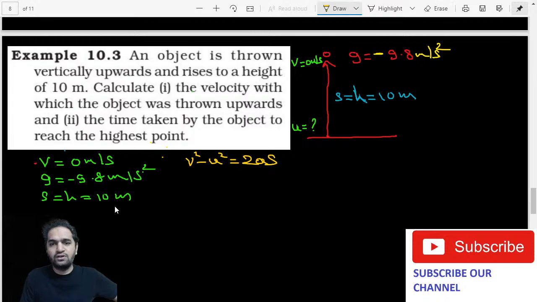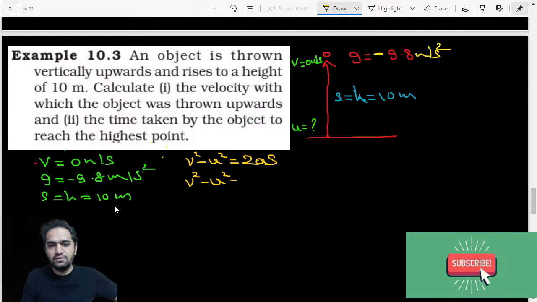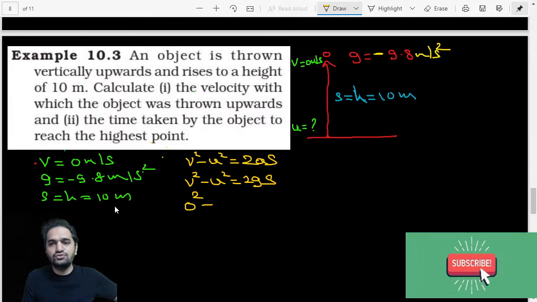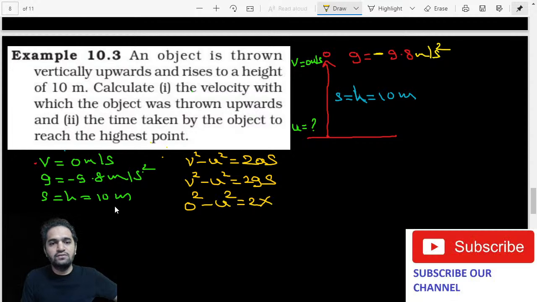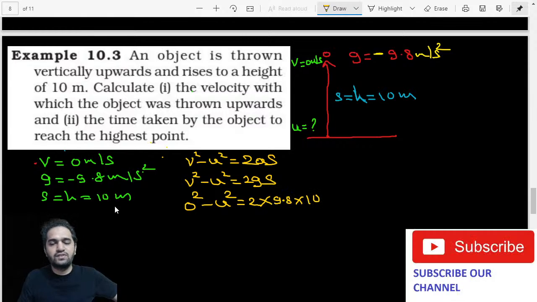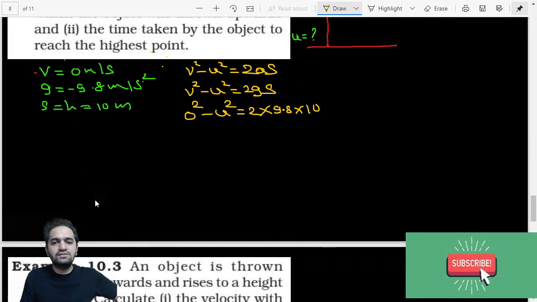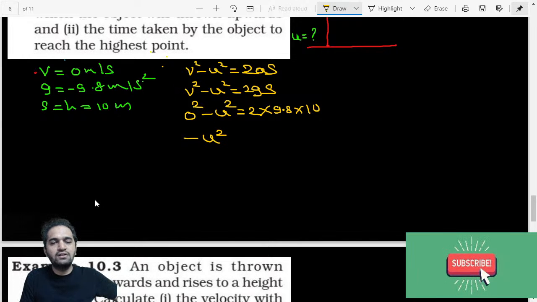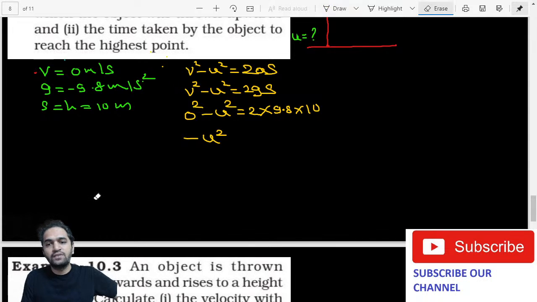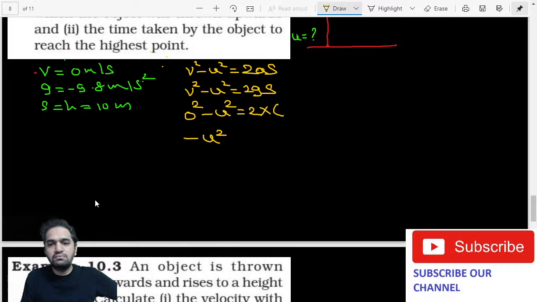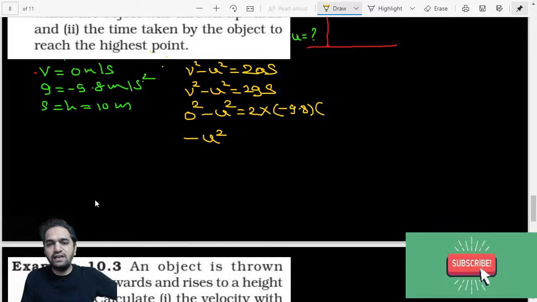Let us modify the formula for gravity. This will become 2gs. v is how much? v is 0. So that is 0 square minus u square, and that has to be calculated. What about 2 into gs? 2 into g value, which is 9.8. What about h? h value has been given as 10, right? So can you please calculate this? This will become minus u square. The value of g is not plus 9.8, it is minus 9.8, so we have to write that as well. We have to write down that g value is minus 9.8 and s value is 10.